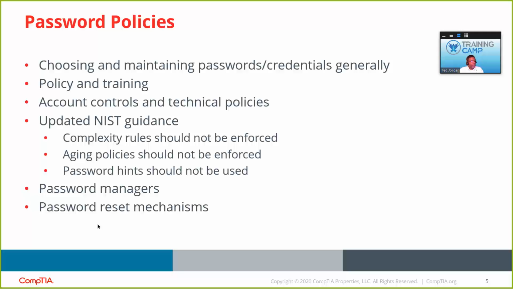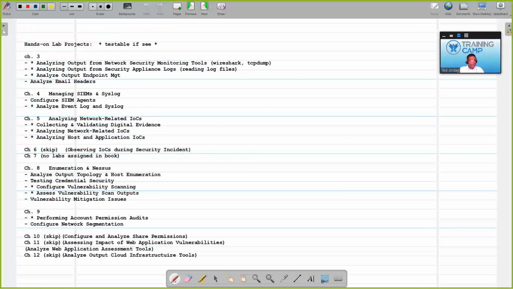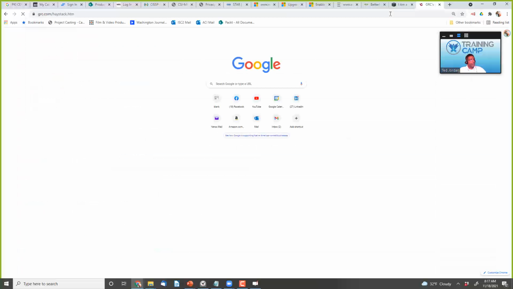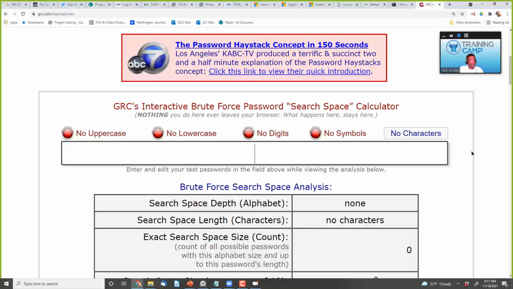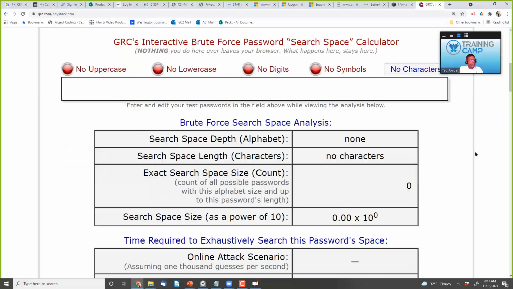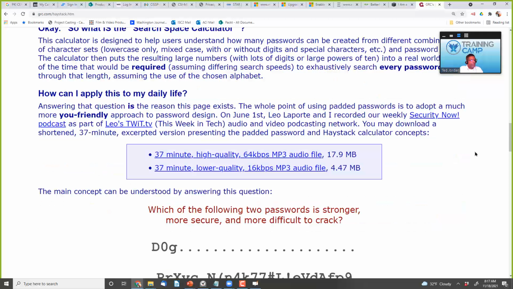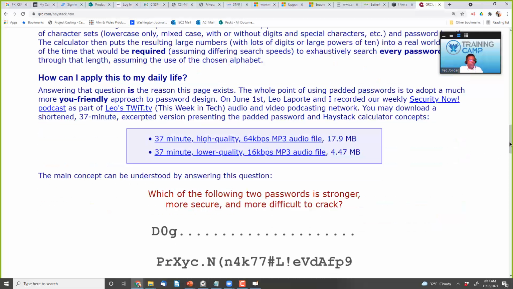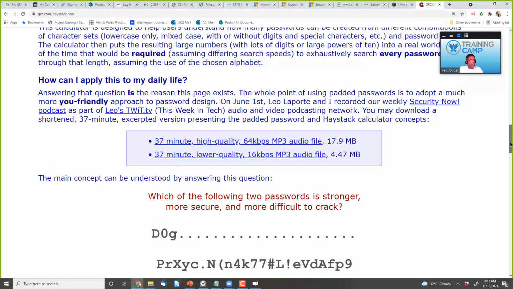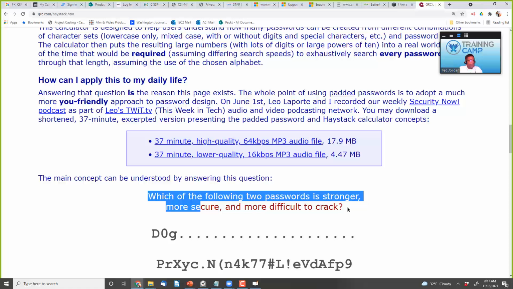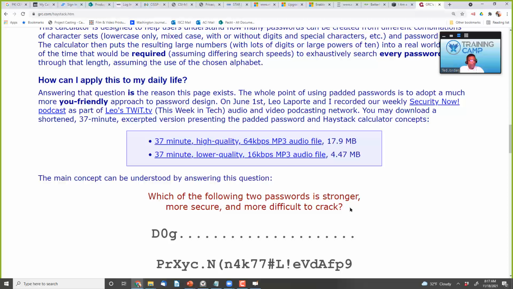Now, passwords. Let me bring up the site here, the GRC Haystack, and let me jump down to the question. So take a look at the bottom here where it says, which of the following two passwords is stronger, more secure, and more difficult to crack?